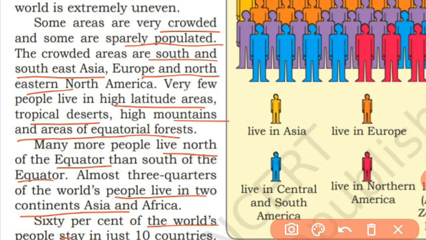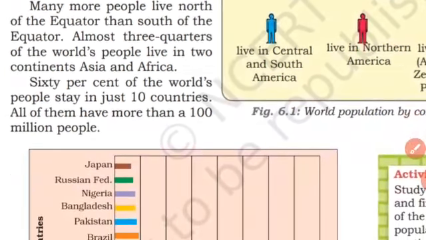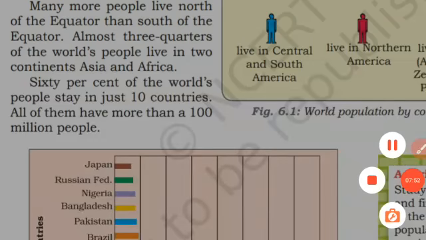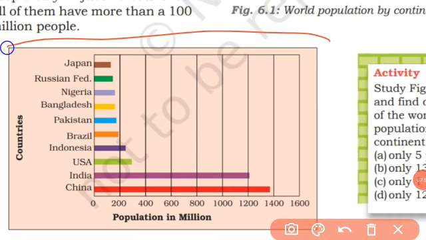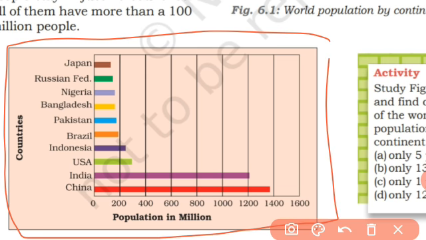60% of the world's people live in just 10 countries, and all of them have more than 100 million people. This graph represents the number of people in millions in India, China, USA, Indonesia, Brazil, Pakistan, Bangladesh, Nigeria, Russia, and Japan.